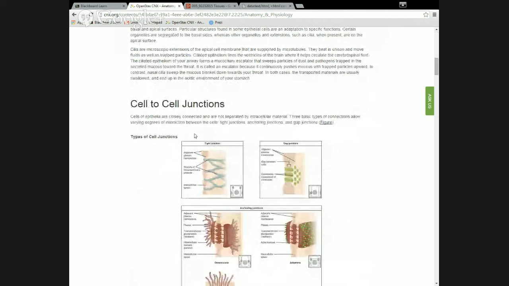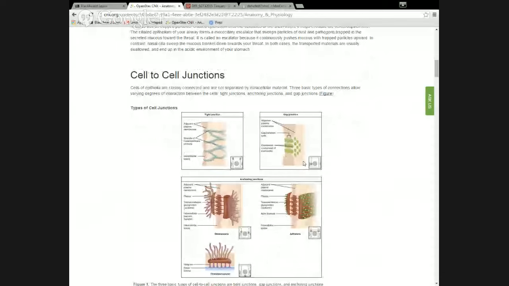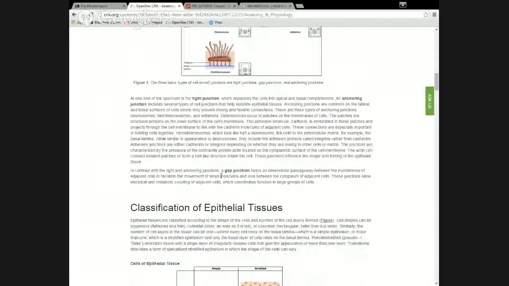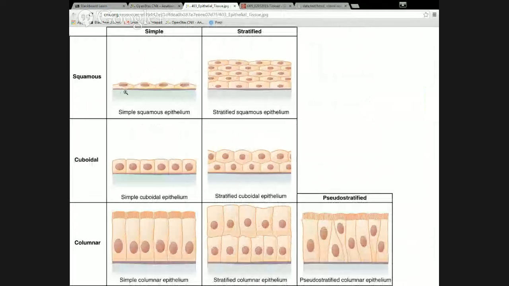In the book, they start by talking about different types of the functions of epithelial cells. They're usually joined together tightly. So this is talking about the things that attach cells together. But here's where we talk about classification of cells. Now this figure's a little bit odd because it has a bit more information at this point than I really want to get into.